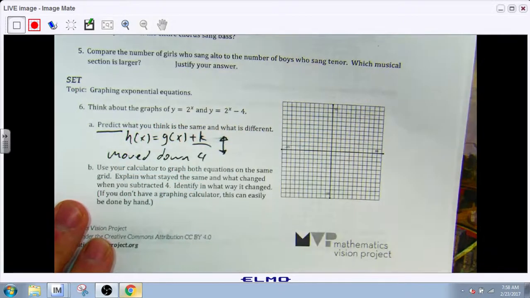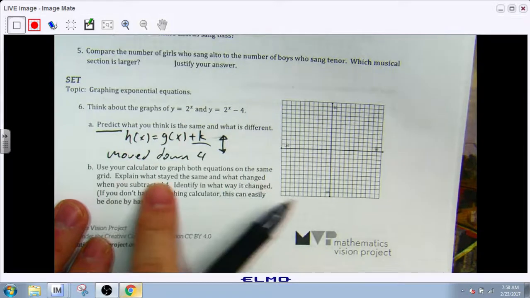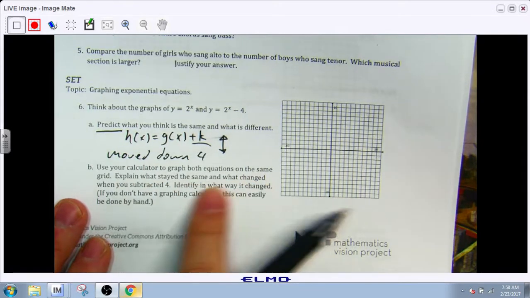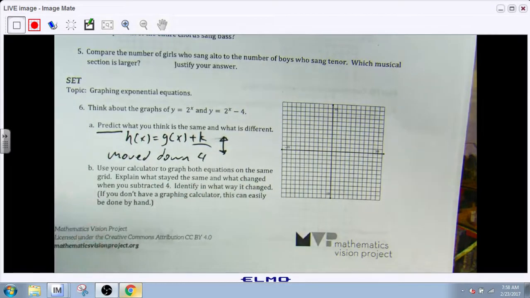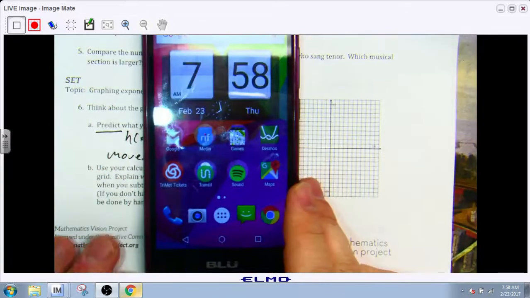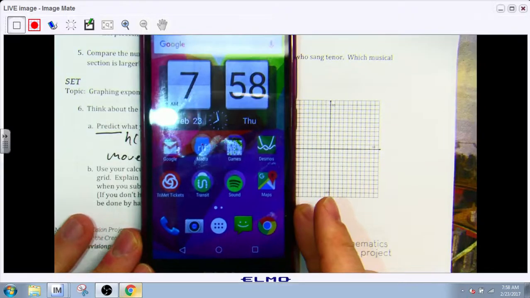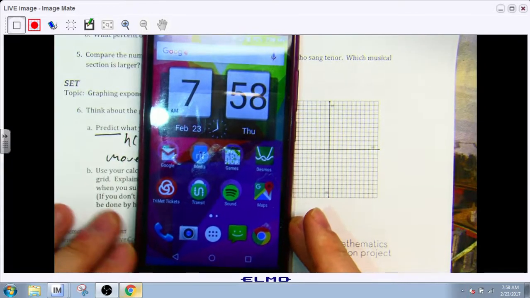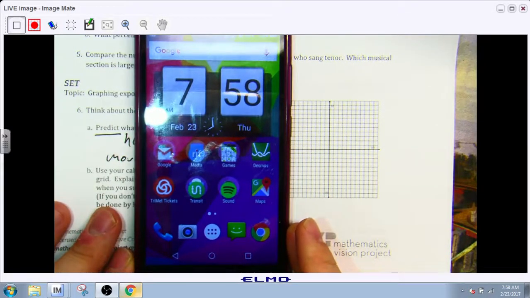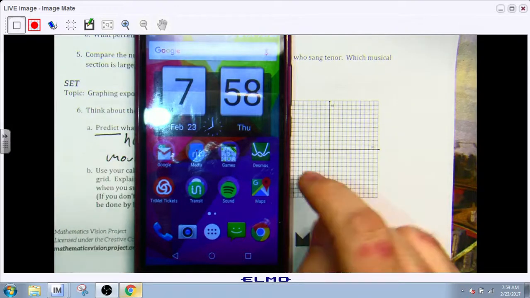Okay? And then it says use your calculator to graph both equations on the same grid. So it says use your calculator. What I'm going to tell you guys to use for your calculator, let me show you guys my phone here. Here's my cellular phone device.